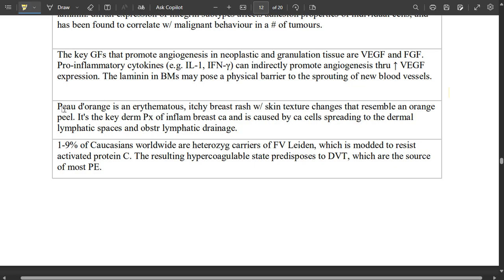If there is any sort of inflammation in the breast, inflammation causes reddening, which is the same peau d'orange appearance. Therefore, inflammatory breast cancer, with cancer spreading to the dermal lymphatic space and obstructing the lymphatic drainage, results in peau d'orange appearance. If the dermal lymphatics are blocked, the distal part of the lymphatics swells and forms an erythematous itchy rash with skin texture changes, which looks similar to an orange peel. Therefore, inflammatory breast cancers usually manifest as peau d'orange appearance.